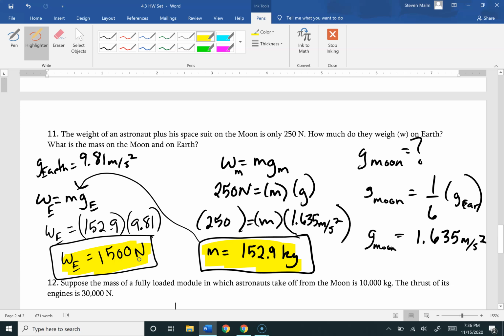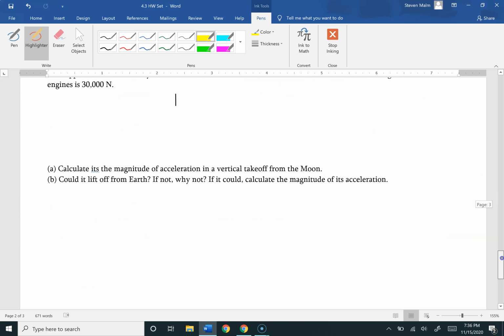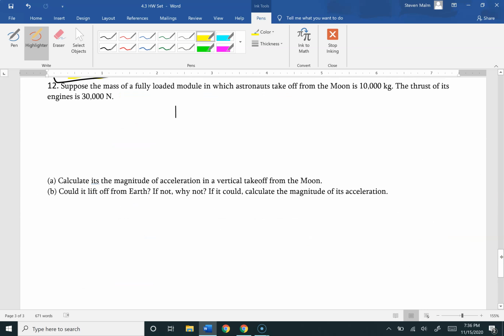So the first question says, what is the weight on the Earth? The second part of the question says, what is the mass on both the moon and the Earth? And the mass should be the same no matter what. All right. And last but not least is number 12.